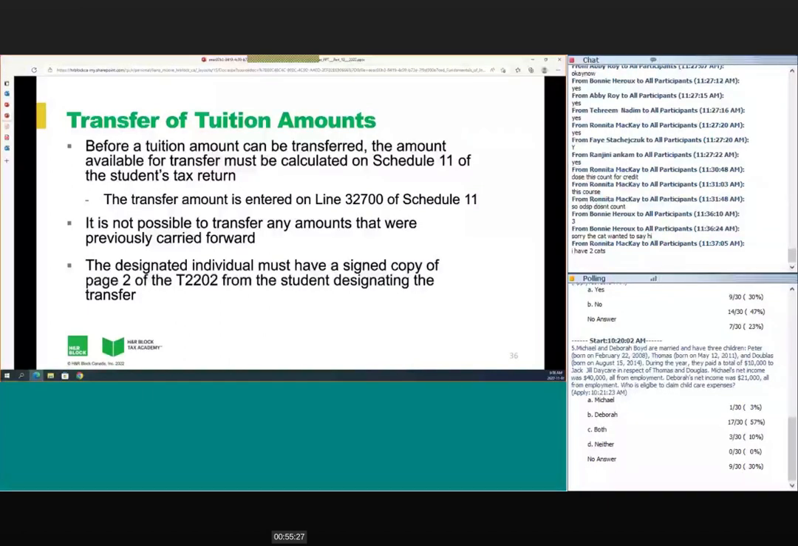So if a student designates a parent or an individual, they'll have to give a copy of that form to their parent or grandparent or spouse, and then keep one in their file. So they have to have a copy. Again, we're reiterating the fact that the tuition amounts go to the student first.